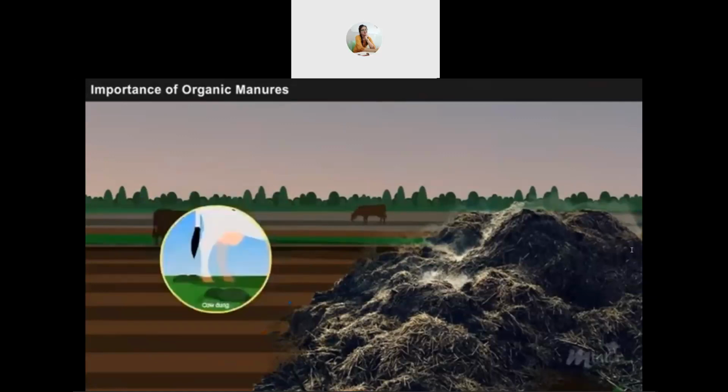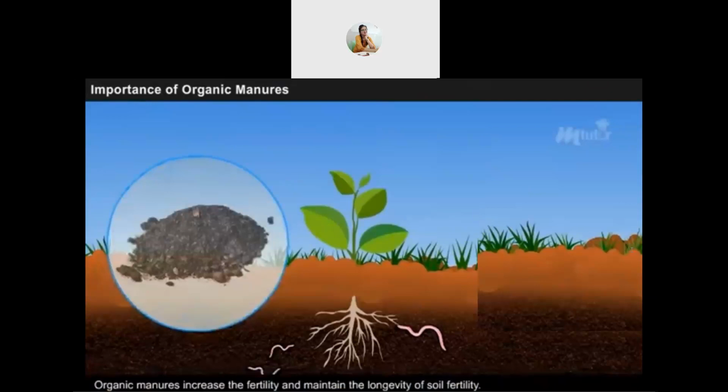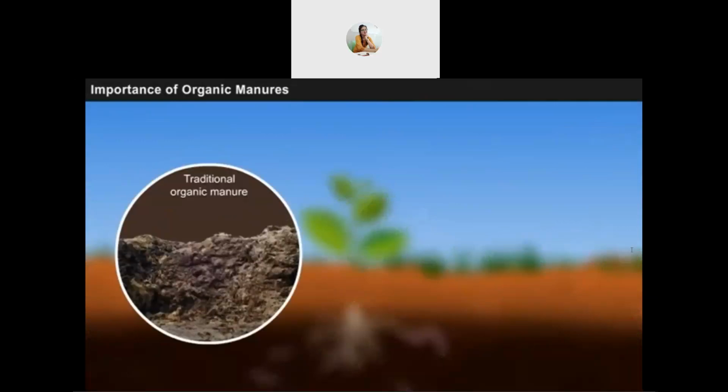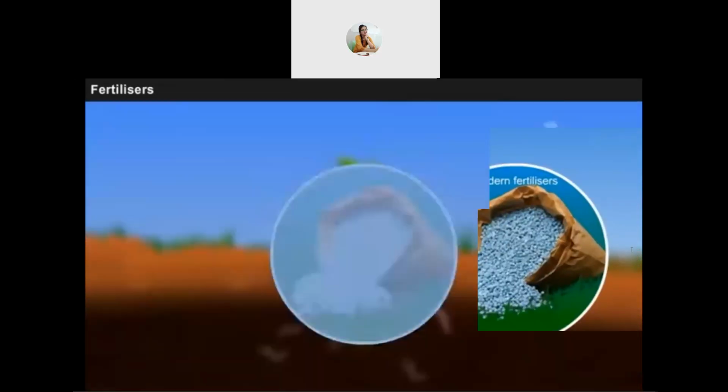An example is cow dung. Organic manures increase the fertility and maintain the longevity of soil fertility. Moreover, the traditional organic manure is challenging the modern-day fertilizers.